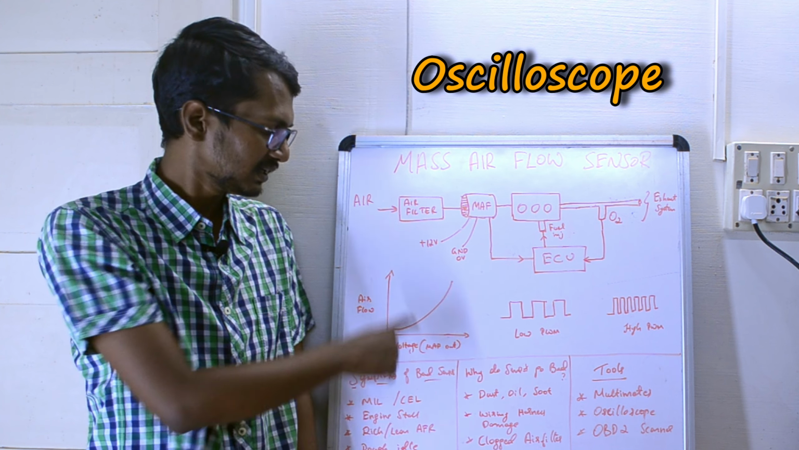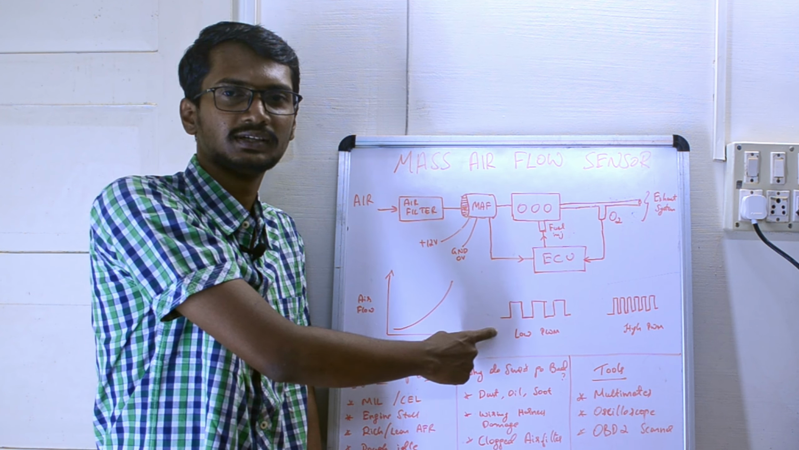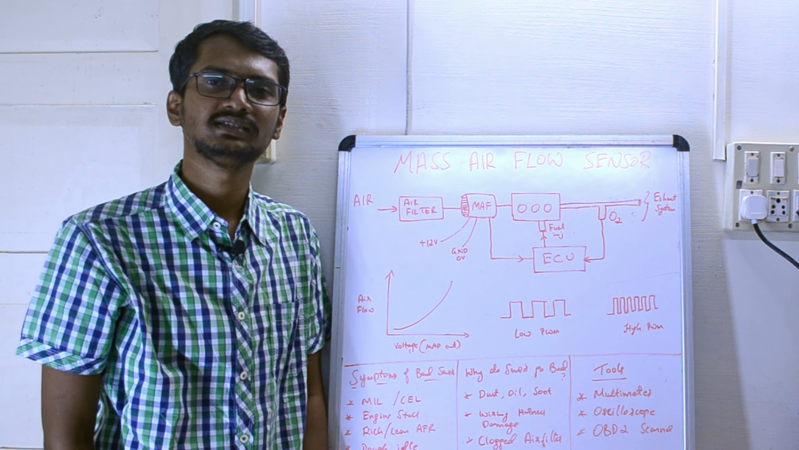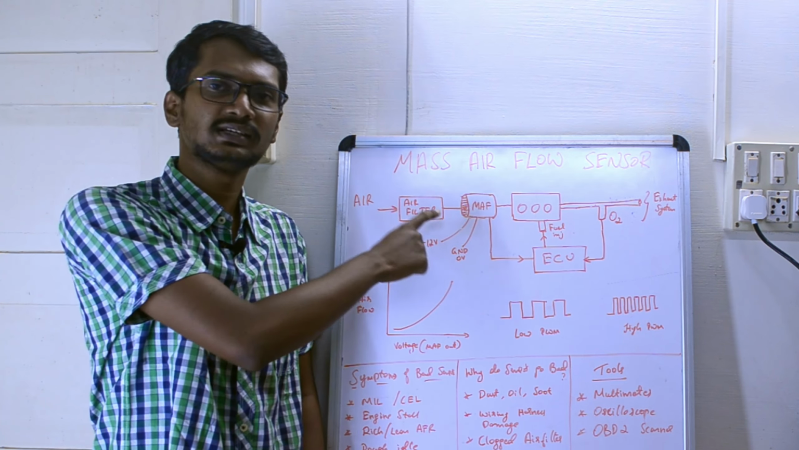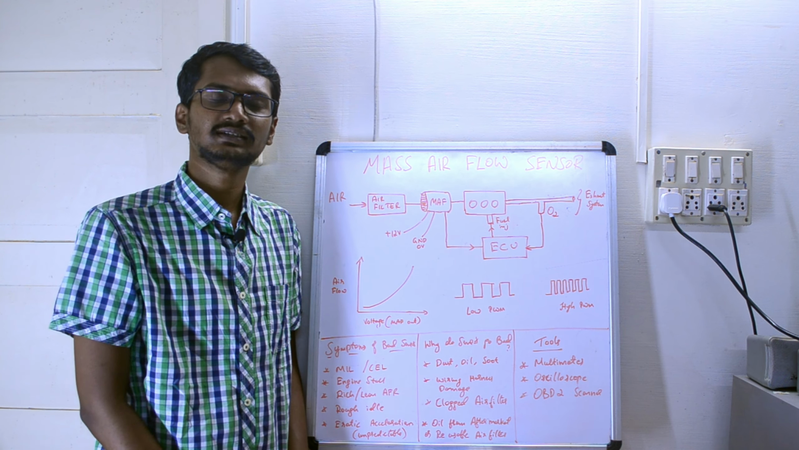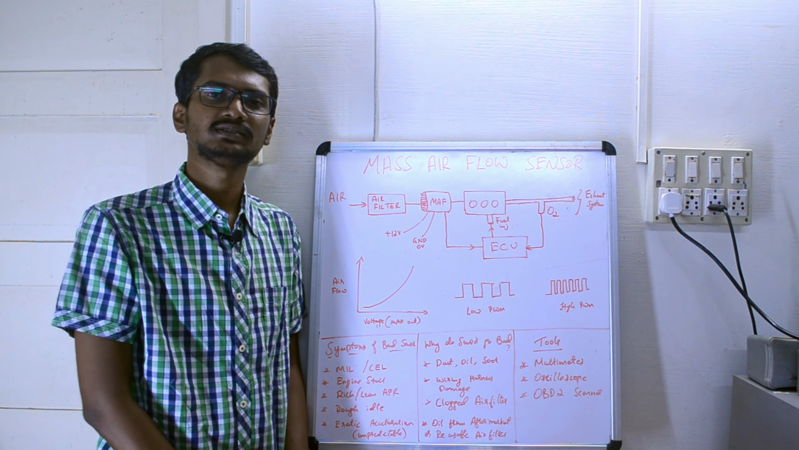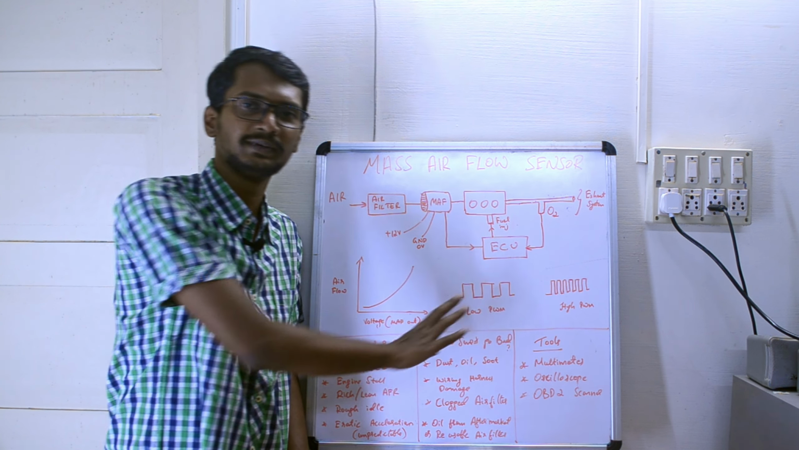This will clearly give you a waveform like this, or a PWM output. You can see the variation of PWM in the oscilloscope. And the third one is the OBD2 scanner, which will give you the real-time MAF sensor output voltage, and that output you can compare with the RPM reading and also the accelerator input. Those data will also be present in the OBD2 scanner.